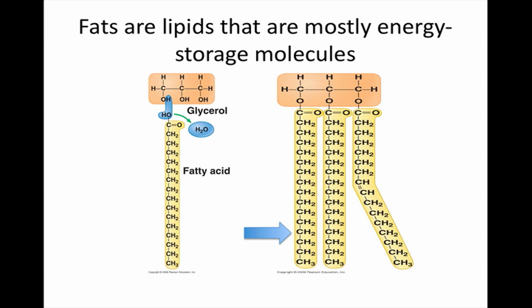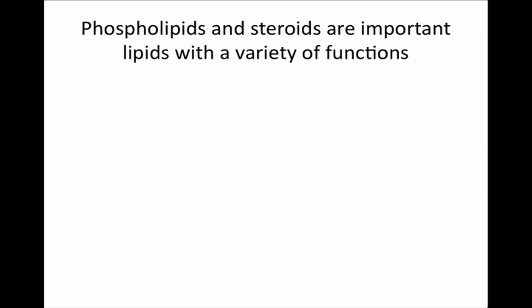The first has a saturated characteristic, meaning that it has the maximum number of hydrogens and only single bonds. The second type of fatty acid is an unsaturated fatty acid that has fewer hydrogens, forcing a double bond where the carbon is missing a hydrogen, which causes a slight kink in the fatty acid chain.